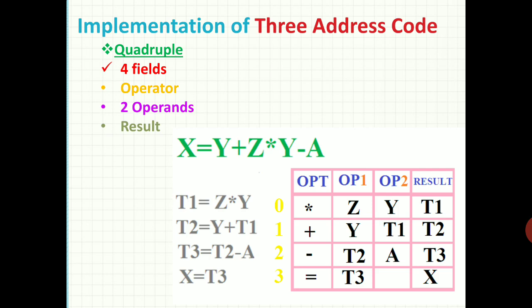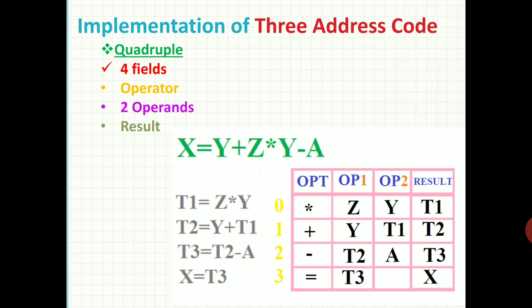This is how the quadruple representation stores the three address code. One of the advantages is it is easy to rearrange code for global optimization. We can rearrange the operations. If we change the computation, then it is easy to rearrange the rows in the table. One can quickly access the values of temporary variables using the symbol table. That is another advantage of the quadruple representation.